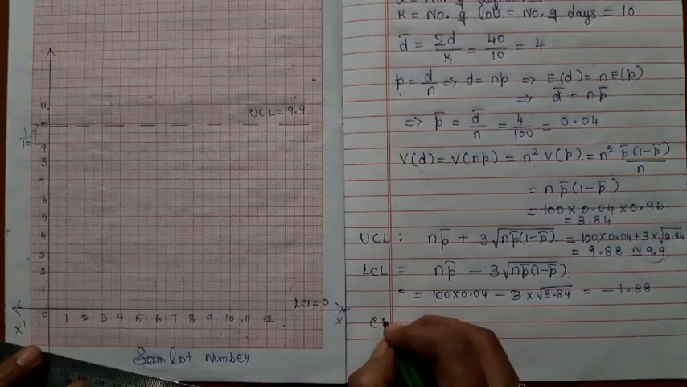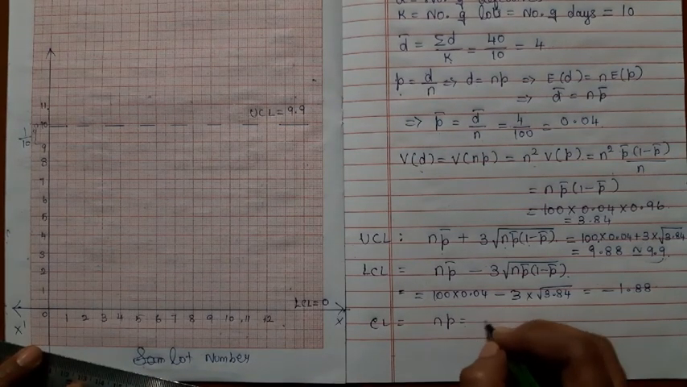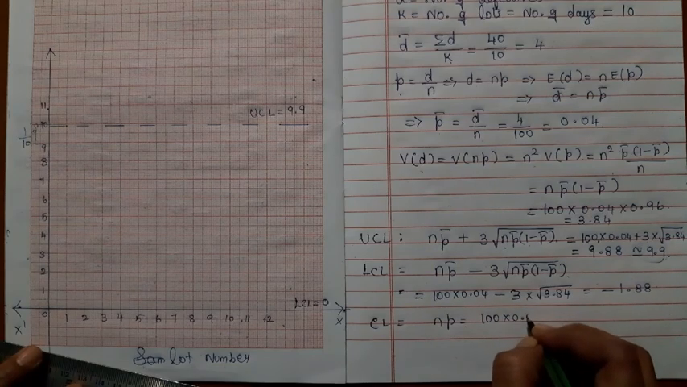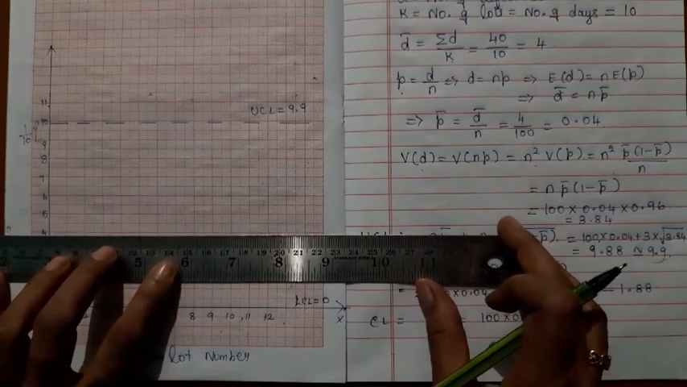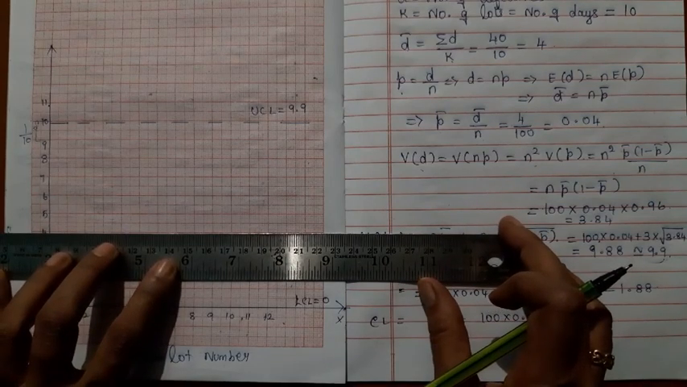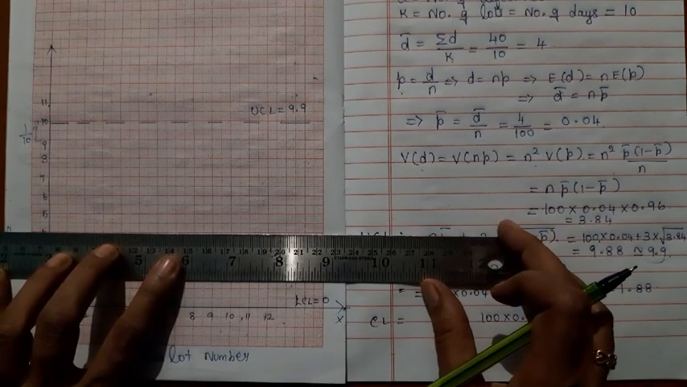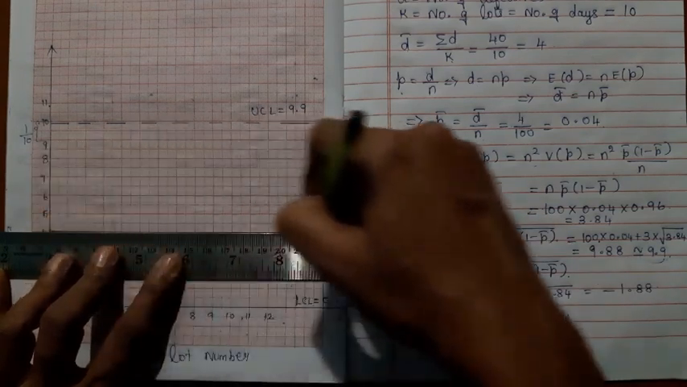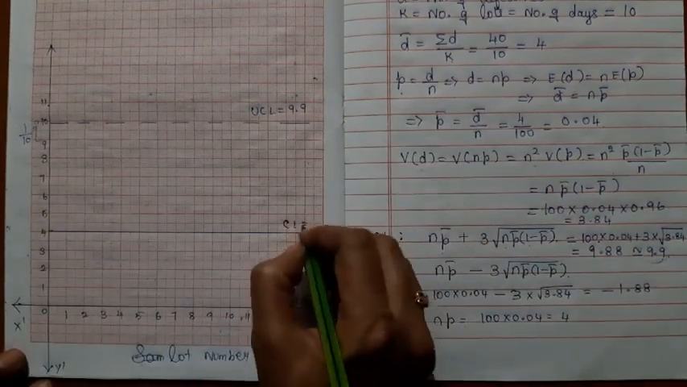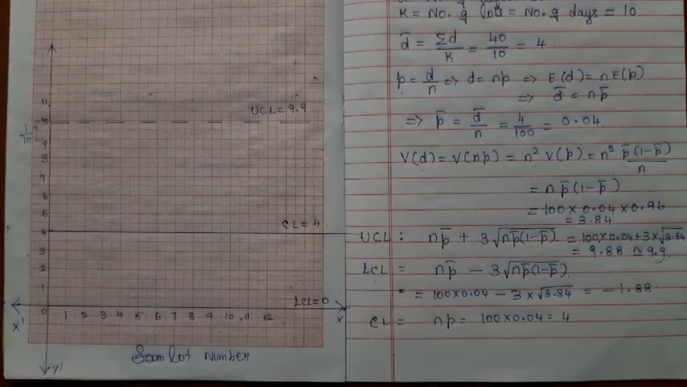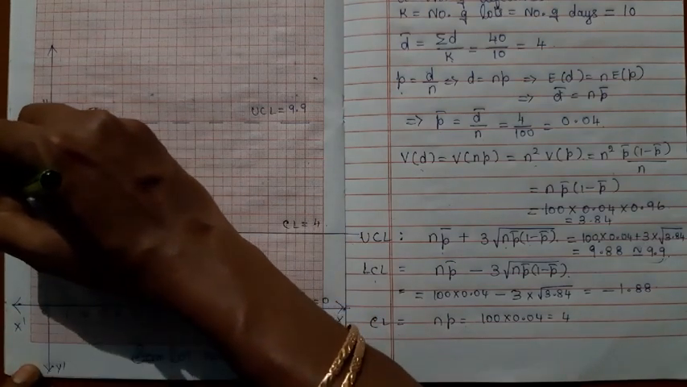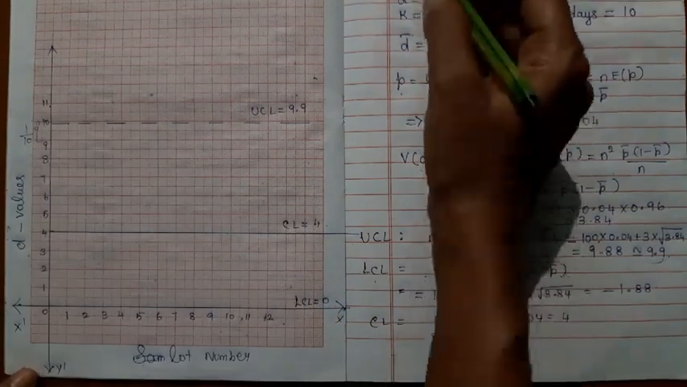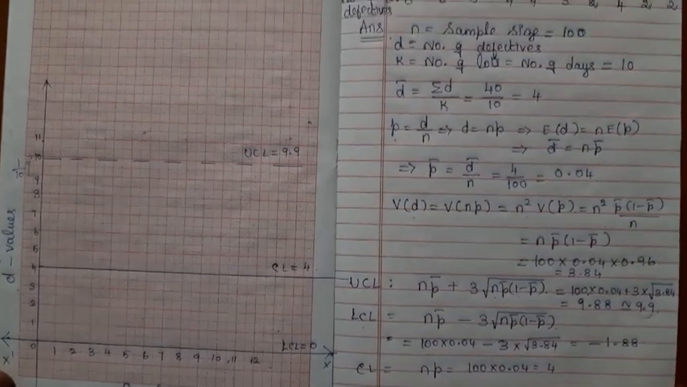And what about the control limit? It is NP bar, 100 into 0.04, which is 4. Okay. So draw your control limit as a thick line. Control limit is 4. Okay. Now let us plot the values. This is D chart, right? In a D chart, D values are plotted on y-axis. For the first, let me show the data.